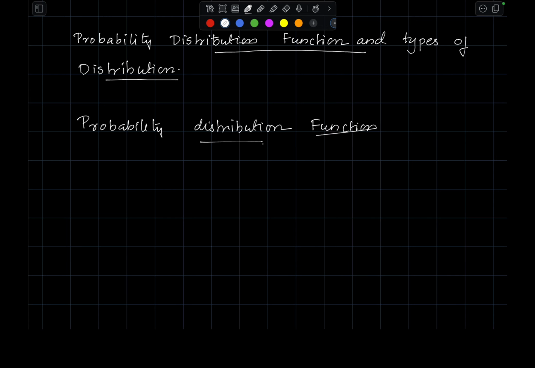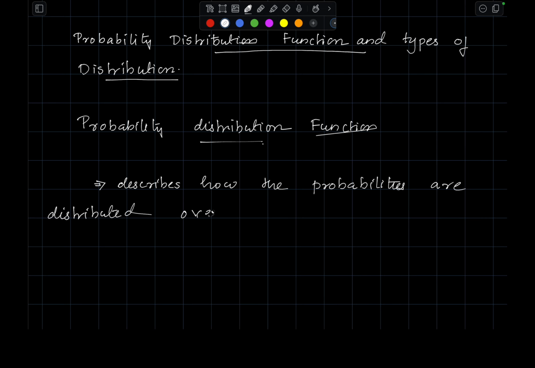So probability distribution functions describe how probabilities are distributed over the values of random variables. So it is just a depiction, or we can say something which describes how the probabilities are distributed over the values of random variables. And as we saw earlier, random variables basically are of two types: discrete and continuous.